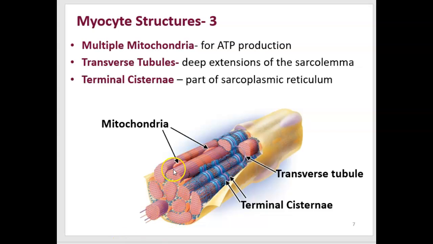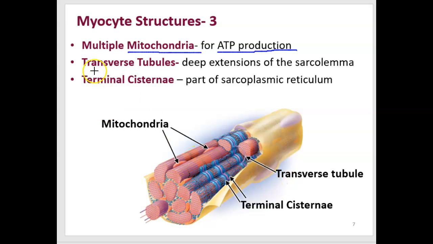Okay, and then finally, I want to note that there are multiple mitochondria, and the importance for this is that you remember that ATP production occurs by the Krebs cycle and the electron transport chain in the mitochondria. So skeletal muscle cells need a lot of ATP for contraction and relaxation, and so there's multiple mitochondria in the cytoplasm, kind of wedged in between all these myofibrils.